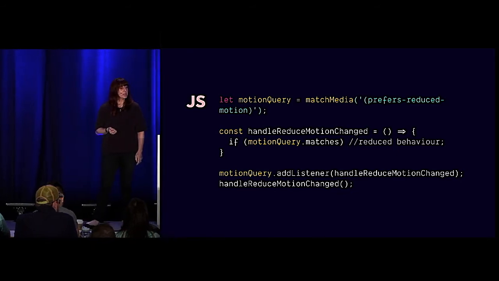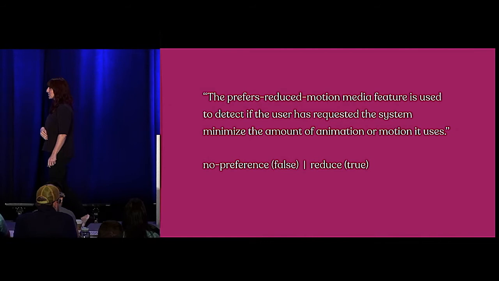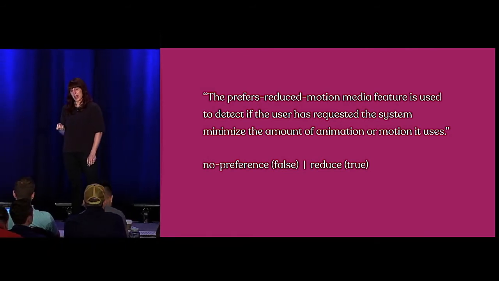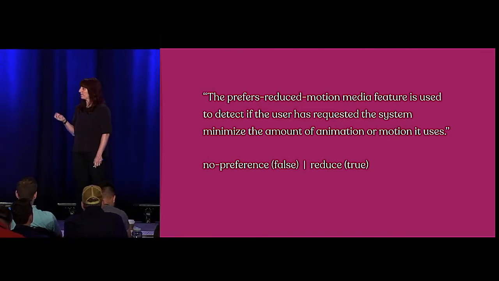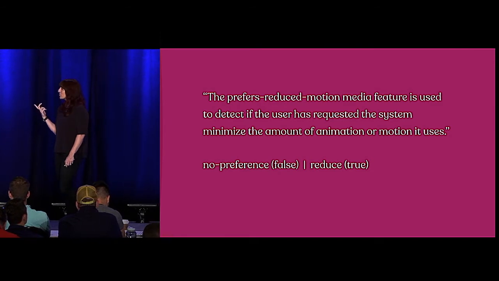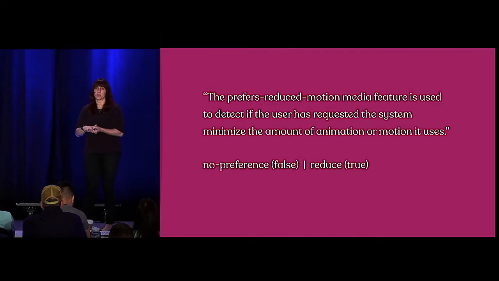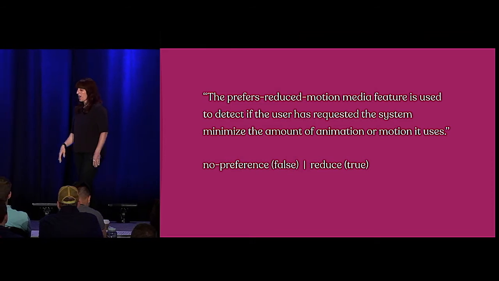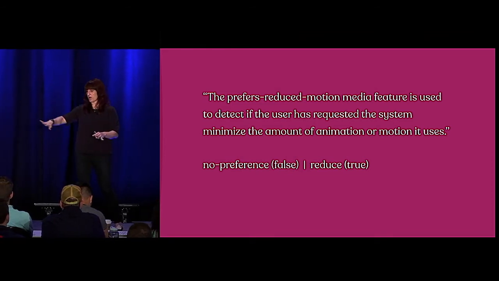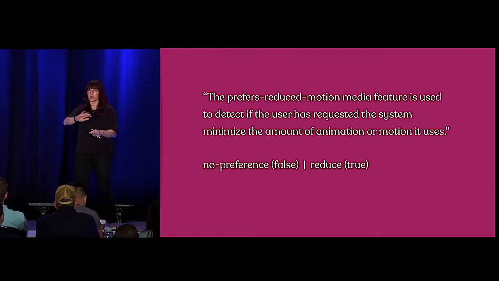So the prefers reduced motion query can have two values, and it essentially can give you back a false, which is no preference, or a true, which is reduce. So the way this is structured makes it a little difficult to do a really clean progressive enhancement sort of situation, because you're like, oh cool, we have this query, I'll just layer in all the regular motion, and then I'll only give you the more enhanced motion if you said you can handle motion.